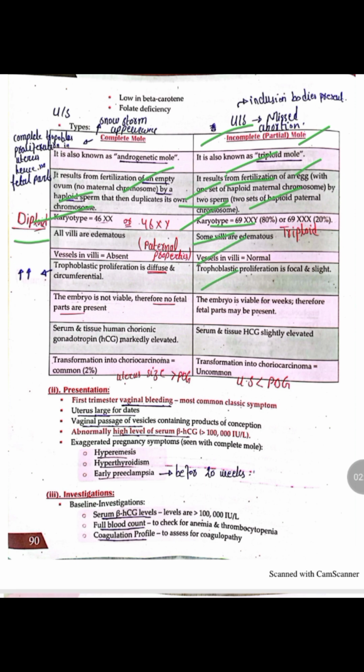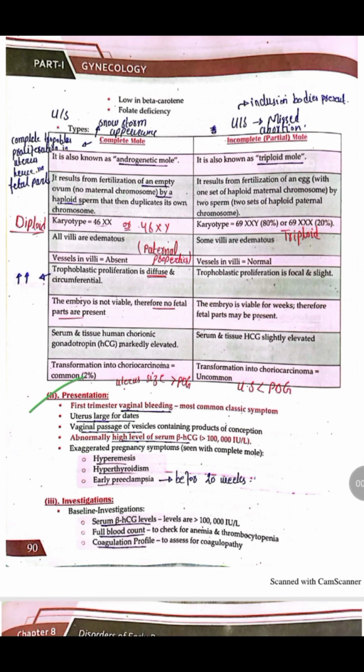The trophoblastic proliferation in partial mole is focal and slight, and the embryo is viable for a few weeks because some fetal parts may be present. The serum and tissue HCG is slightly elevated, and transformation into choriocarcinoma is uncommon. In such cases, the uterus size is less than the period of gestation, and on ultrasound, there are signs of a missed abortion.